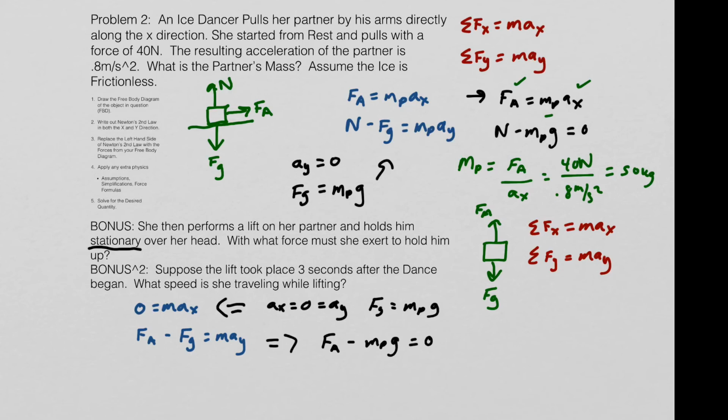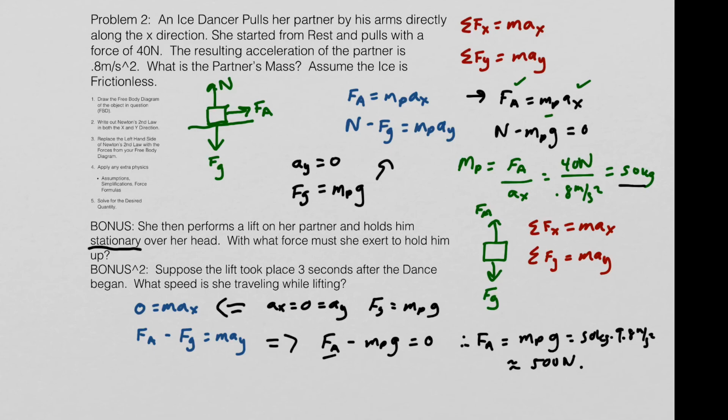And we can now solve for the desired quantity, which in this case is the applied force. Therefore, the applied force is equal to the mass of the partner times the acceleration due to gravity. We found out the mass of the partner earlier was 50 kilograms. So this is 50 kilograms times 9.8 meters per second squared, which gives us just shy of 500 newtons. So it will take more of a force, obviously, to lift this person than to drag the person in the manner that we did in the previous part of the problem.